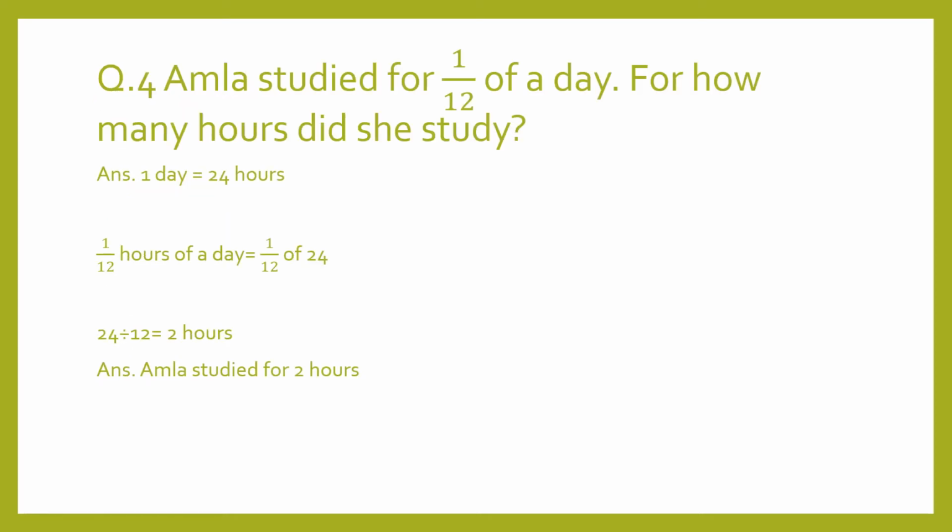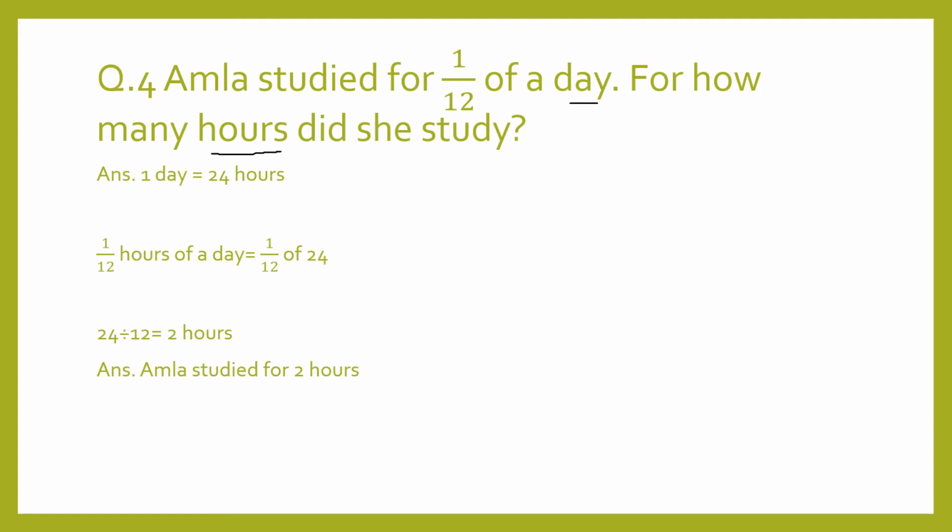Now question number 4. Amla studied for 1 by 12 of a day. For how many hours did she study? Now, two things are given in this question: one is day and one is hours. So we need to see that two things are given, day and hours, and we should find out the relation between them. So 1 day is equal to 24 hours.